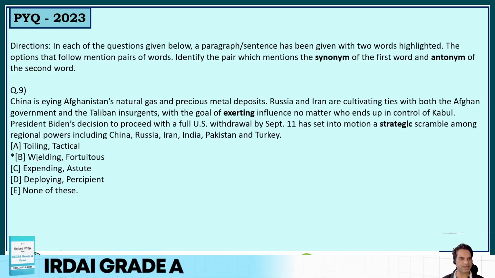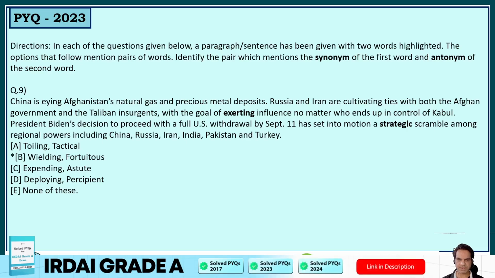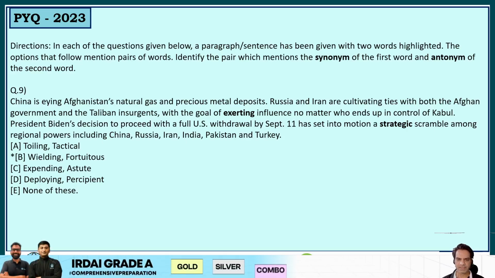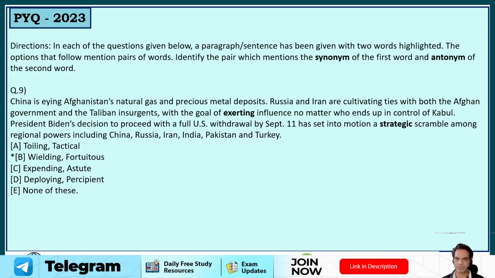Next question, guys. China is eyeing Afghanistan's natural gas and precious metal deposits. Russia and Iran are cultivating ties with both the Afghan government and the Taliban insurgents with the goal of exerting, that means asserting, pushing influence, no matter who ends up in control of Kabul.